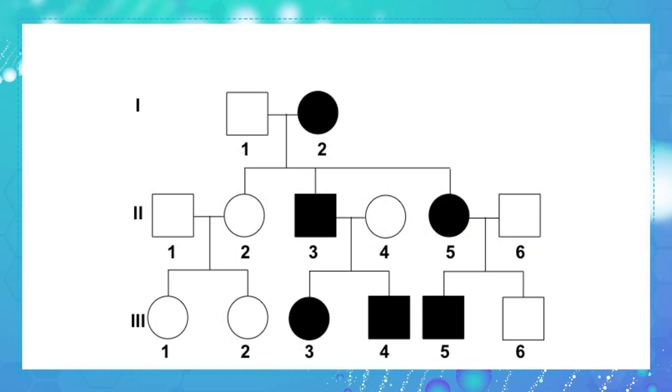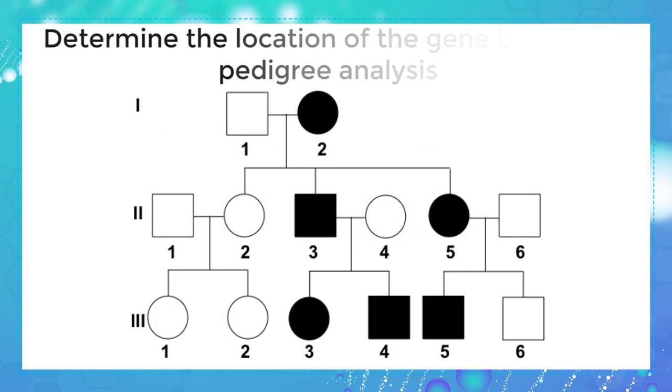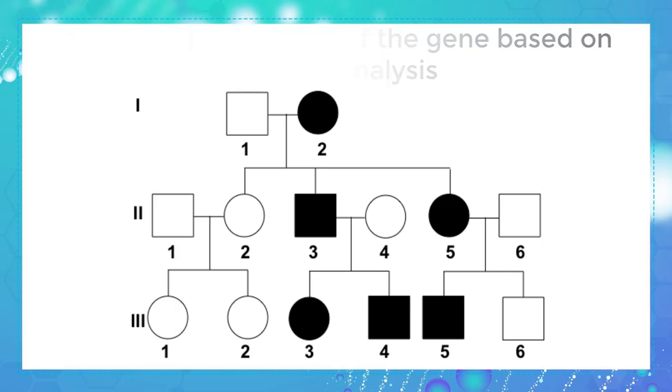And so, every time you want to logically determine the chromosomal location of an autosomal gene from a pedigree analysis, remember these 3 steps.